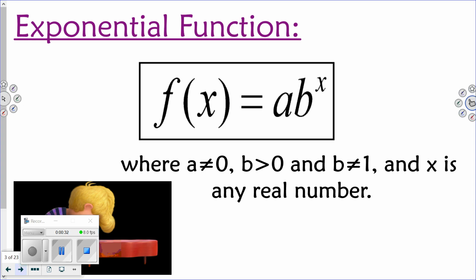All right, so a basic exponential function is I have two things being multiplied and one of them has an exponent. Makes it an exponential function. There are some stipulations. A cannot be 0. Why would A not be allowed to be 0? Because then it's just 0 and that's not very fun. B has to be greater than 0. We want it to be a positive number. And B also cannot be 1 because 1 to any power is just 1 and that's not very fun either. And x can be any real number. Positive, negative, decimal, fraction, whatever, it does not matter. Just it has to be real.